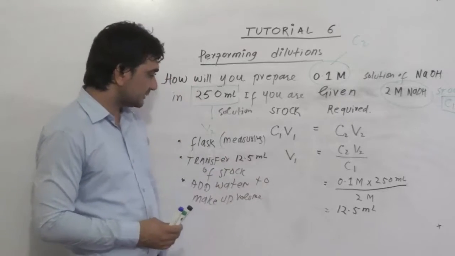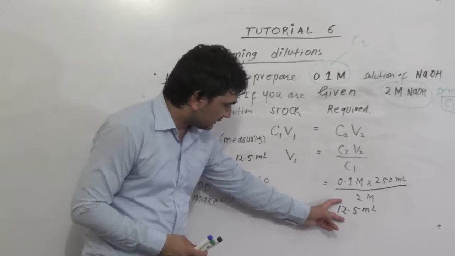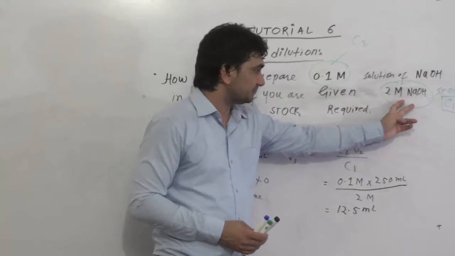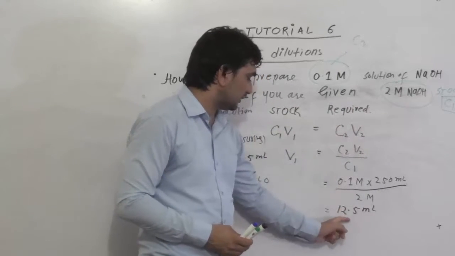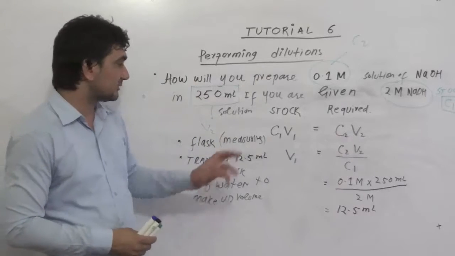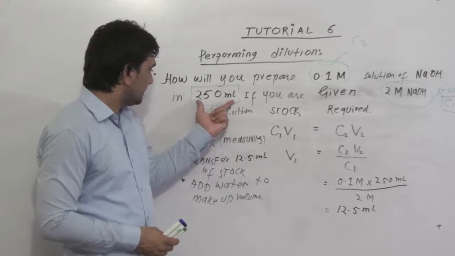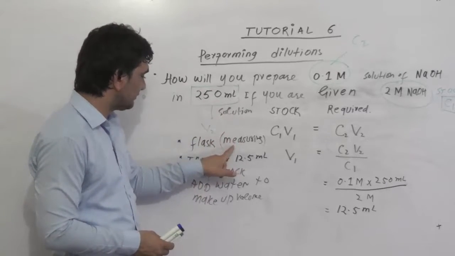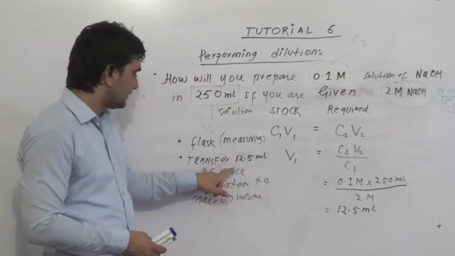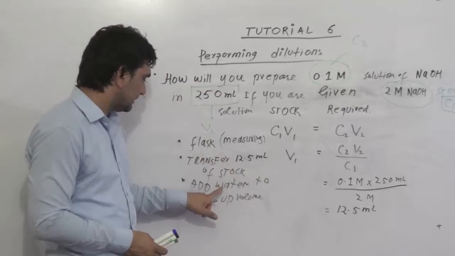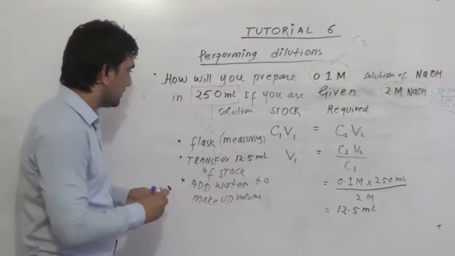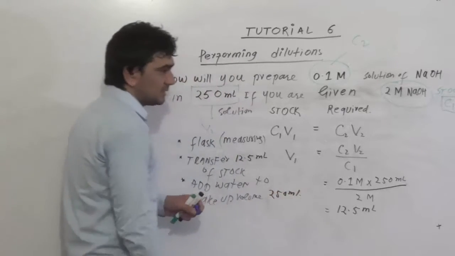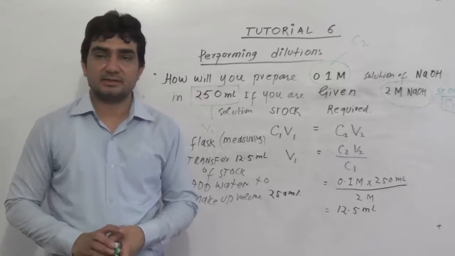Second step would be how to prepare this solution. So you will take 12.5 ml of the stock solution, which is 2 molar sodium hydroxide, from this very container. You will take 12.5 ml and you will transfer this to a flask. The flask will be a measuring flask of 250 ml. So stepwise, you will take a measuring flask of 250 ml, you will transfer 12.5 ml of the stock solution into this measuring flask, and then you will add water to make up the volume up to 250 ml. So your total solution volume will be 250 ml.